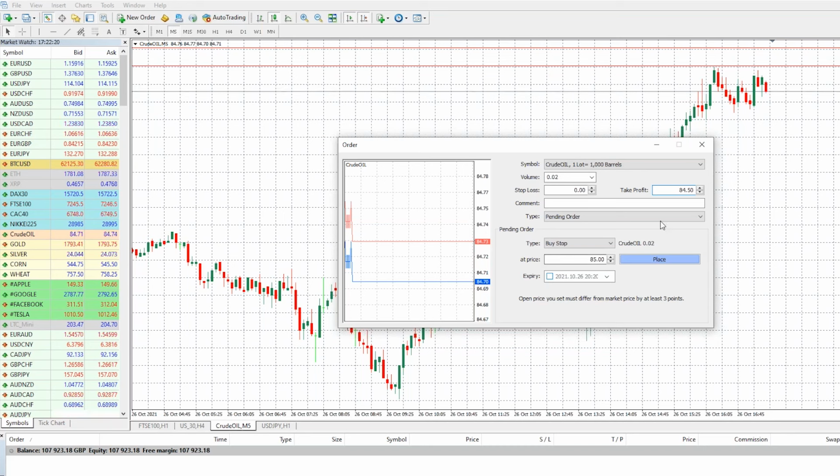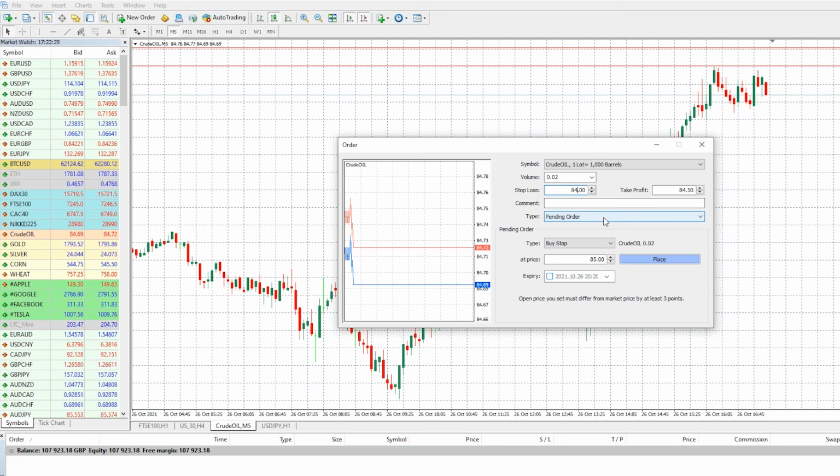I was going to say $1 a barrel. It's 50 cents a barrel to the take profit. I'm sorry, to the stop loss. I'm getting confused here. 84.50 to the stop loss. It's a lower price. Okay.